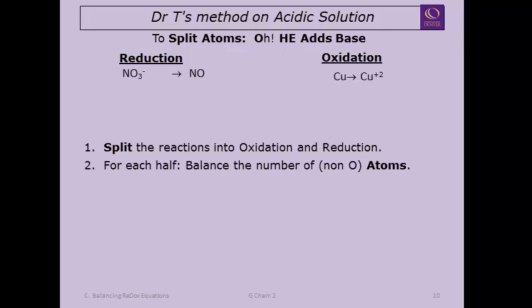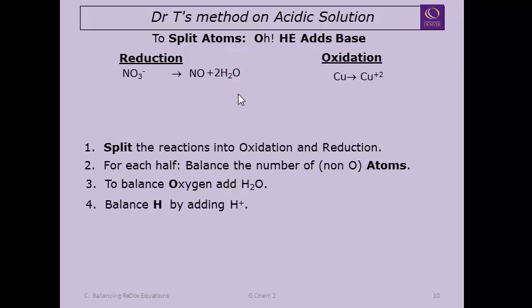For each half, balance the number of non-oxygen atoms. So let's go over here to the left. In this case, we have 1 nitrogen, and on the product side, we have 1 nitrogen, so that's balanced. 1 copper, so that's balanced. So we move on to the next step. To balance the oxygen, add water. See how there's 3 oxygens on the reactant side and only 1 oxygen on the product side? Now let's add water, and that's going to balance it out. So now we have 3 oxygens here and then 1, 2, 3 oxygens here.